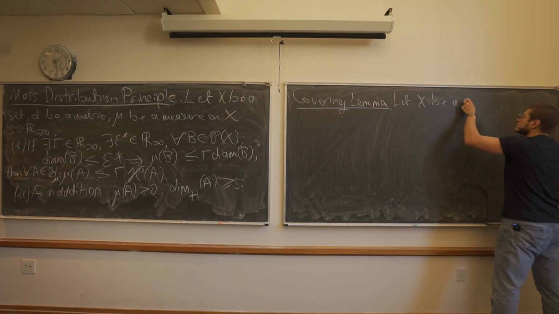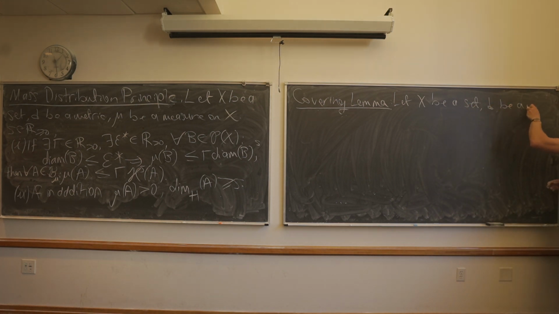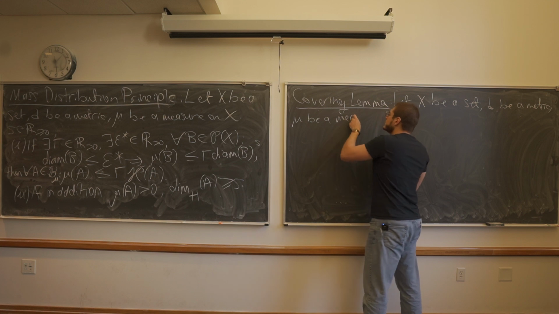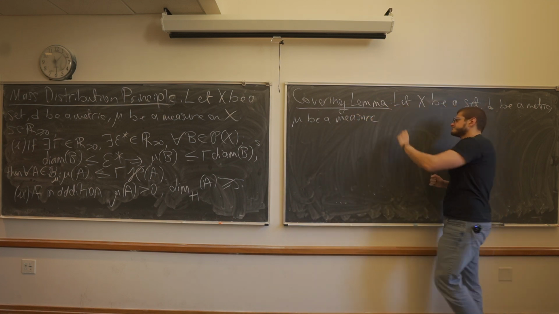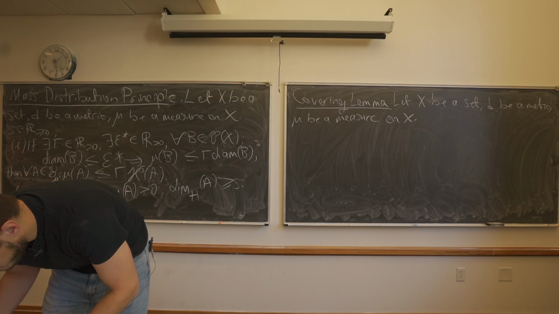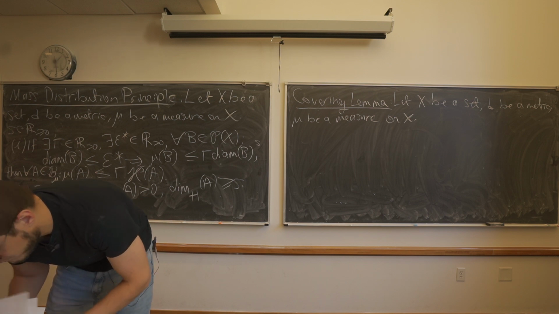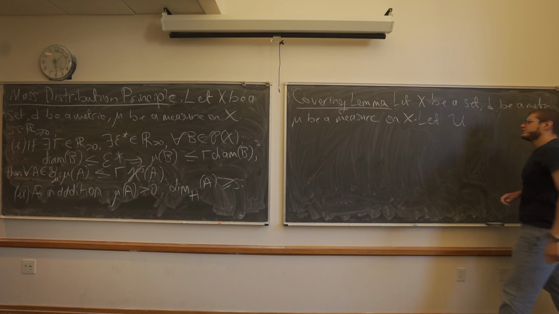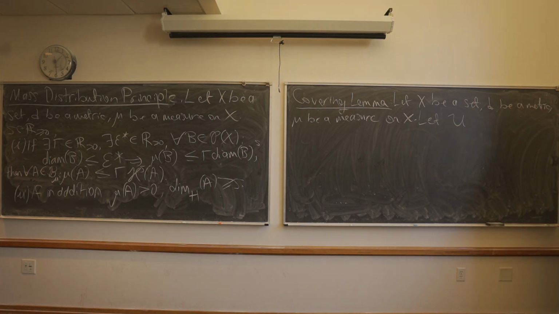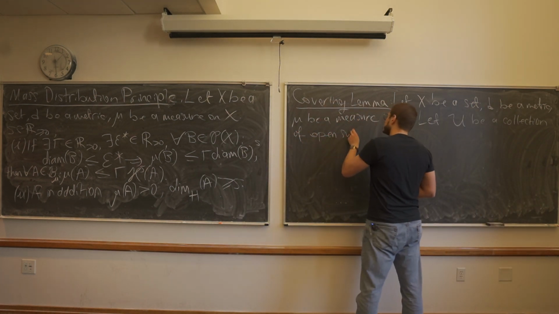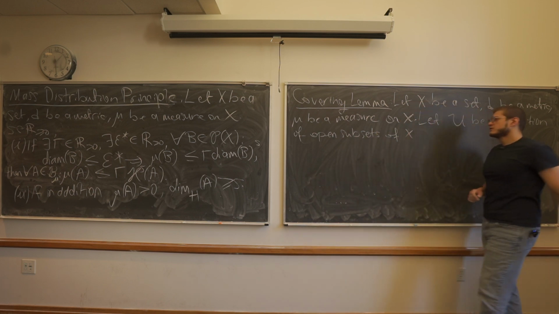Let X be a set, D be a metric, and mu be a measure on X. Let curly U be a collection of open subsets of X that are pairwise disjoint.